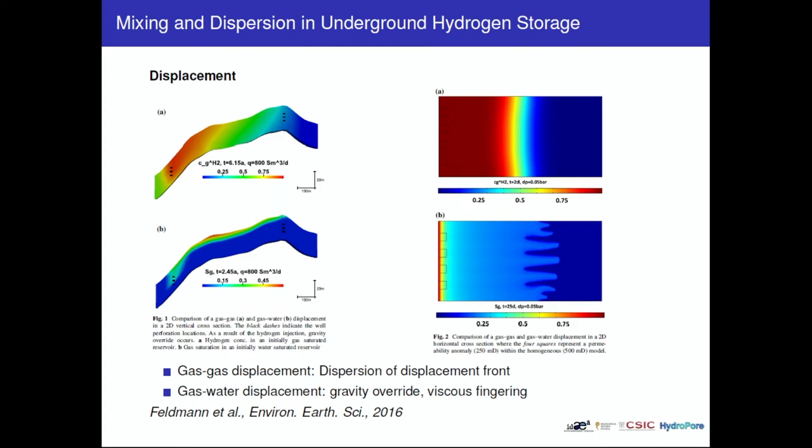And then here they made a study of just the horizontal displacement of gas-gas. So it's simply an idealization of this. And then here, this horizontal gas-fluid displacement, where you get viscous fingering in this case, because the viscosity contrast between the hydrogen and the water is about 4-5 under reservoir conditions. So these are the processes that are of interest.